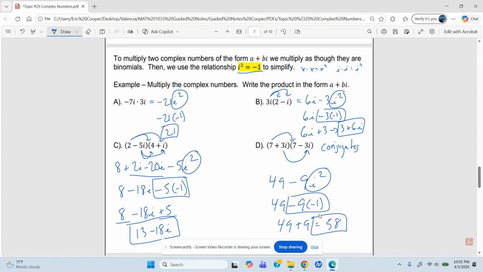So again, a lot like multiplying with polynomials and our variables, but just remembering that when we get that i squared, we have to turn it into negative 1 and simplify it further.